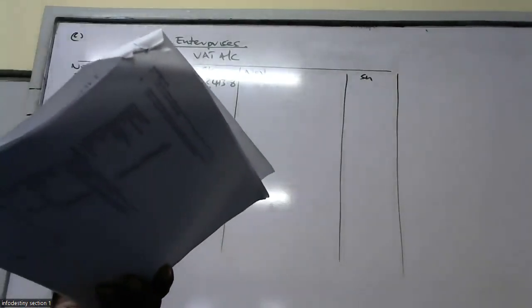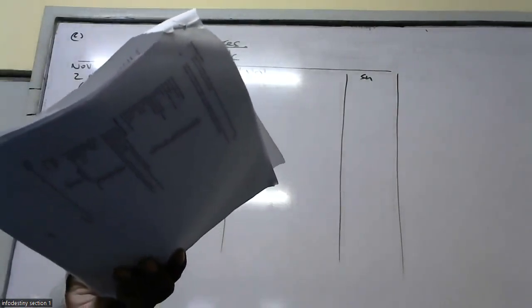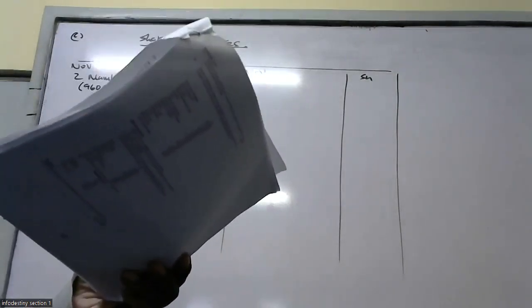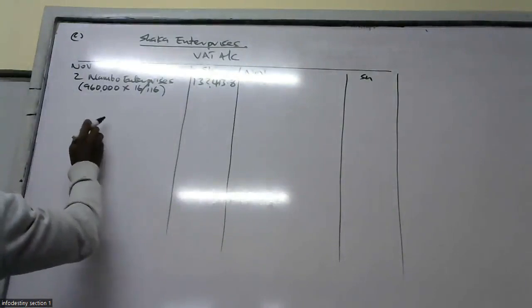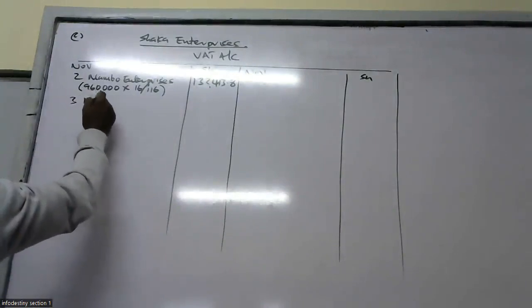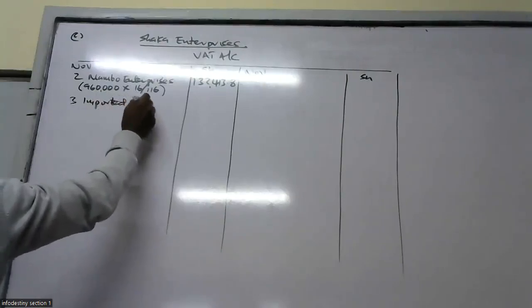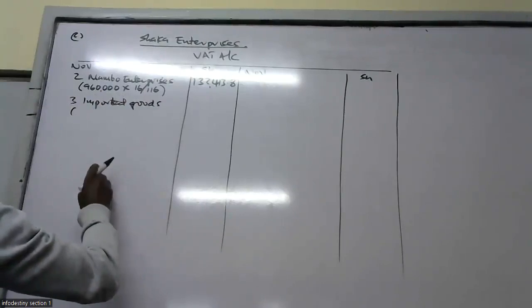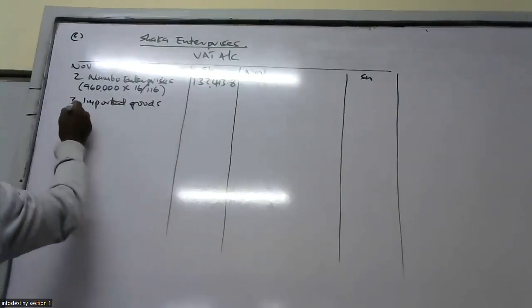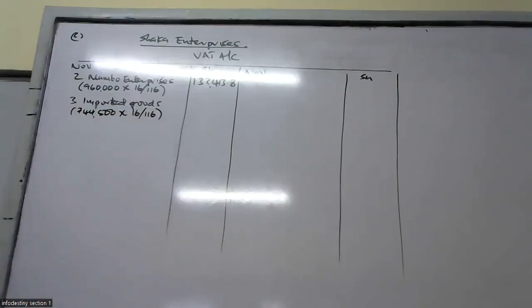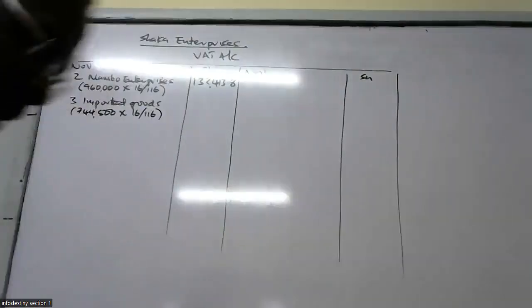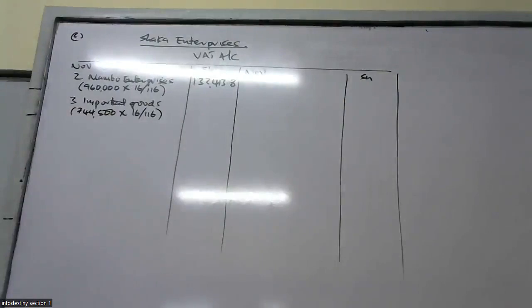Then November 3rd, imported goods worth 744,500 from Dubai, inclusive of customs, freight, and even VAT. So the value of imported goods is 744,500, inclusive of VAT. So again, we multiply: 744,500 multiplied by 16, divided by 116.